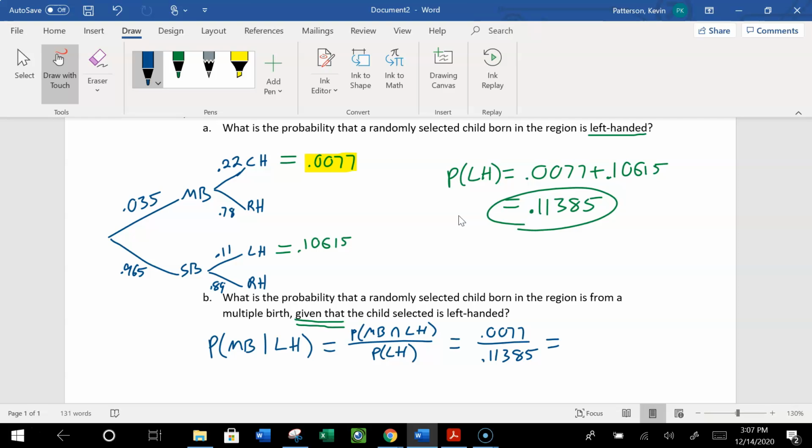So we want to divide those to get the answer of, now this is a really long decimal, so I'll just go 4 decimal places, 0.0676.